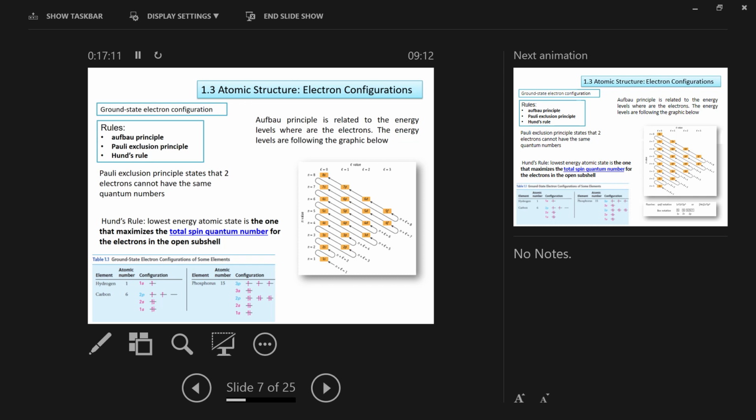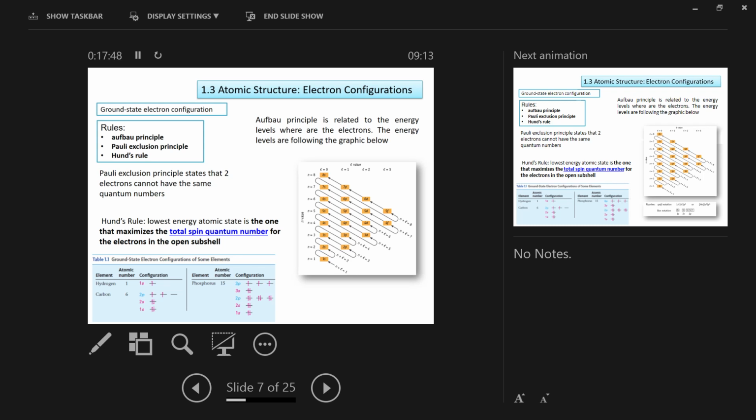For example, in 1s, if we put 1 electron with the arrow up, the next electron has to be with the arrow down. Because if we put 2 with the arrow up, we'll have the same quantum numbers, and this is forbidden. Okay, that means that we have complementary, 1 up, 1 down. In the 2s, exactly the same. In the 2p, we can have 3 up in different orbitals, and 3 down in different orbitals. Okay? As easy as this.